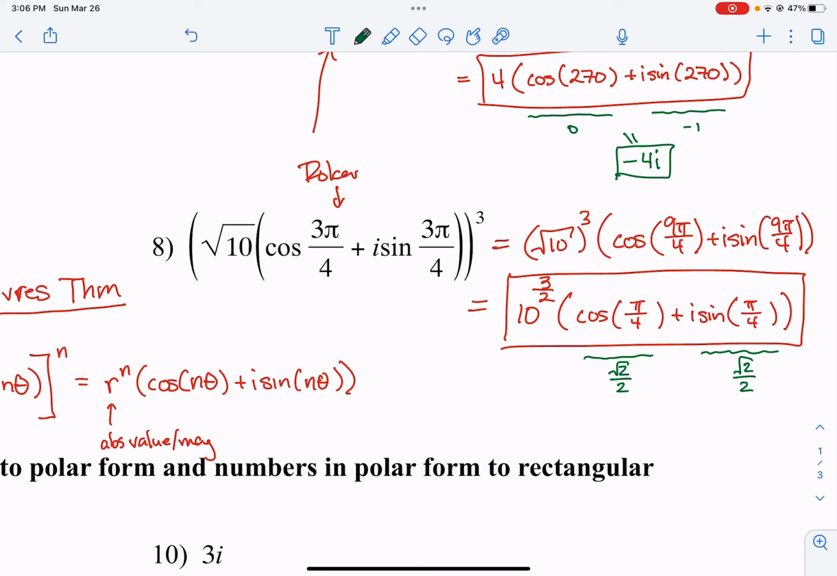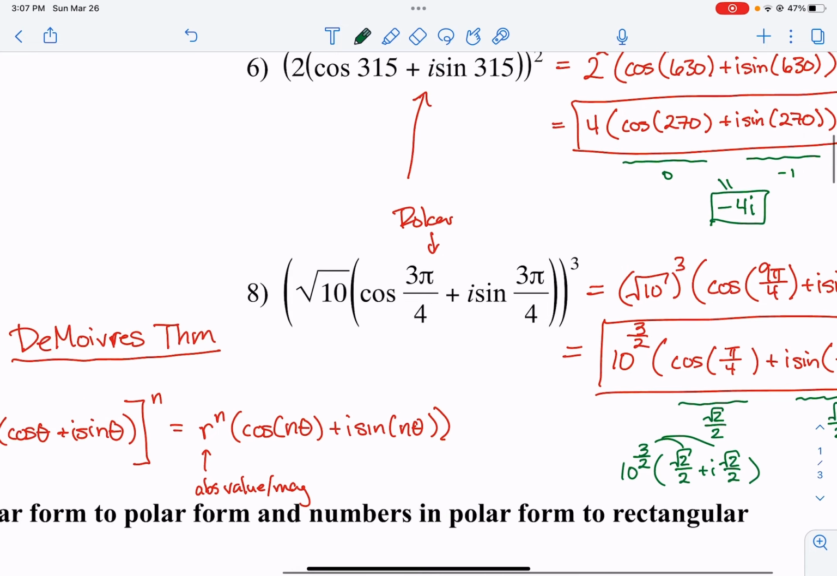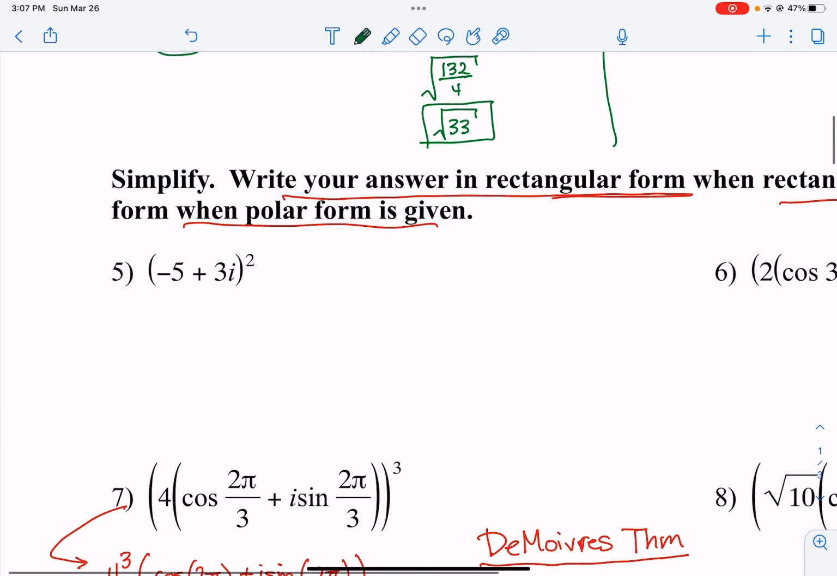So you get, oh gosh, that would be kind of a mess here, but there would be this times square root of 2 over 2 plus i times square root of 2 over 2. And you would just distribute this in, figure out what those multiplications would be, and that would be your rectangular form for the complex number. I'm just trying to show you guys that you can always go from polar to rectangular or rectangular to polar. But anyway, let me go back here.